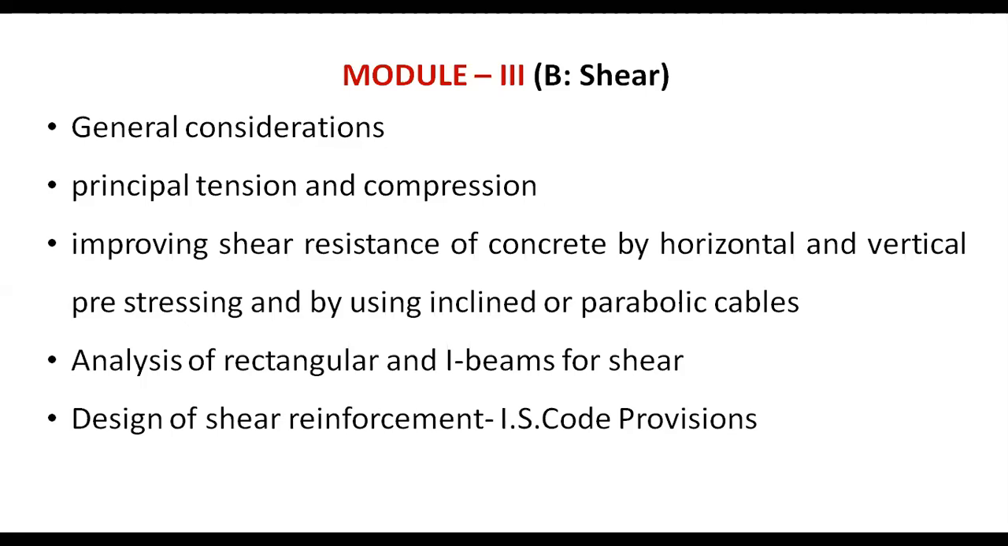And the next one is the analysis of rectangular and I-beams towards shear. So let me draw the same for a rectangular section. What is the shear stress diagram? Let us take a rectangular section like this. So this is the neutral axis. If you draw the shear stress diagram, it is this. At the neutral axis, your shear stress will be maximum. At the uppermost fiber and the lowermost fiber, your shear stress is zero. So this is the stress diagram of a rectangular beam towards shear.